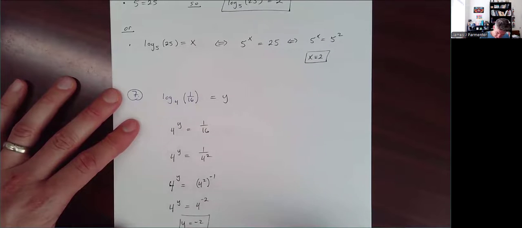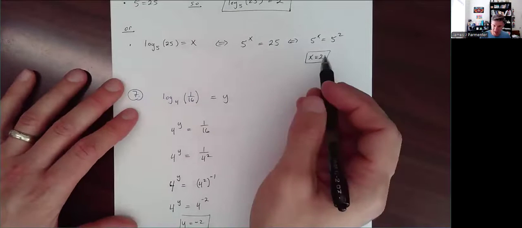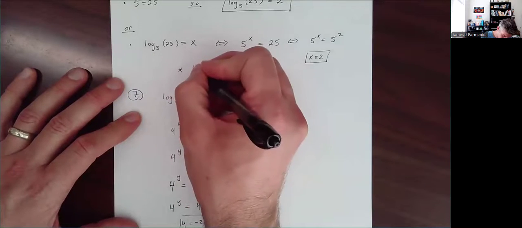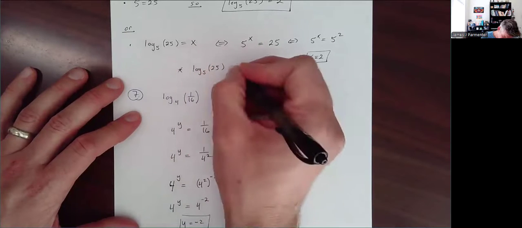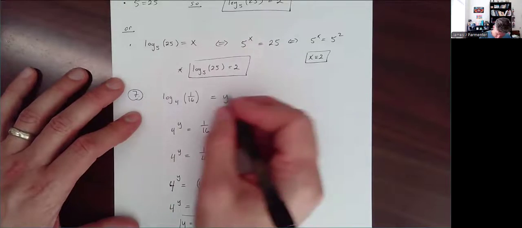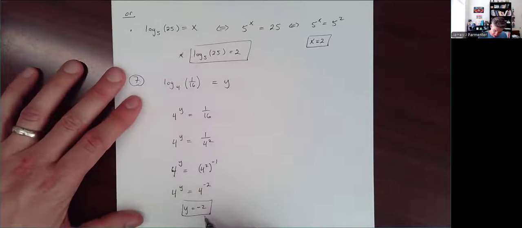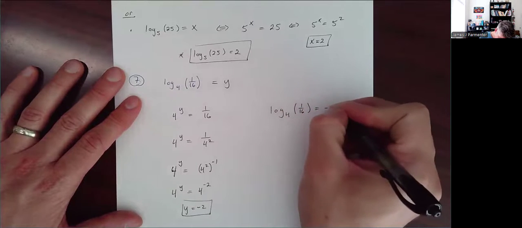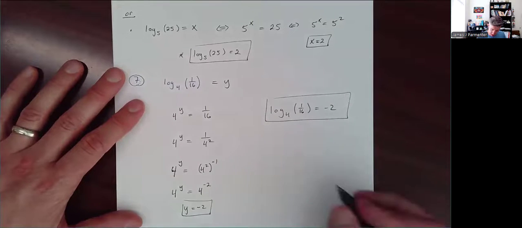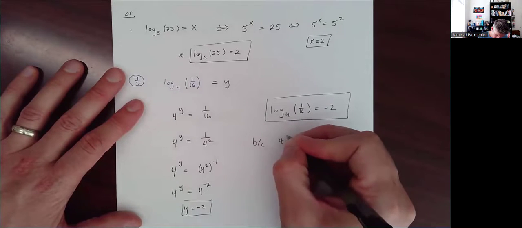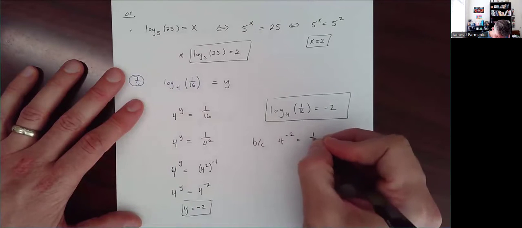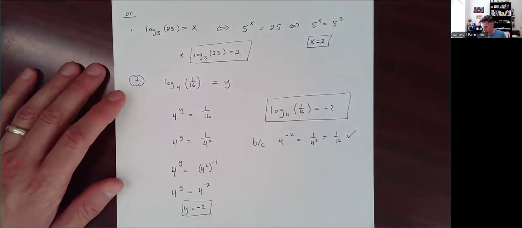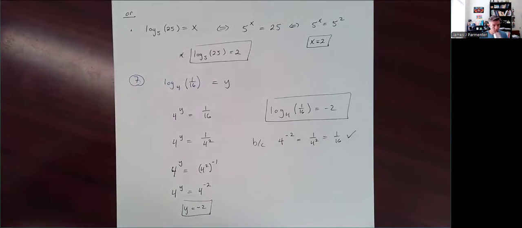I suppose to finish off the answer, it's probably best to go back. It's okay to leave this as x equals 2, but I might rewrite my final answer as log base 5 of 25 is equal to 2. Or here I might go back and say, yes, I said this was y and I got y equal to -2, but it feels better to write it as log base 4 of 1/16 is equal to -2. And that's true because we know that 4 raised to the -2nd power is equal to 1 over 4 squared, is equal to 1/16. That checks out. You don't have to check your work like that. I'm just doing it to really show you that things are true.